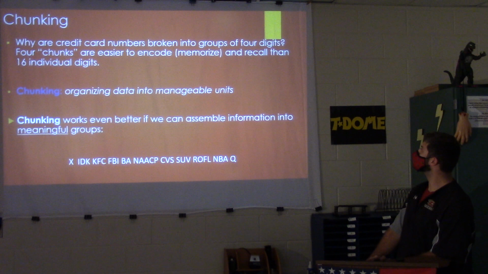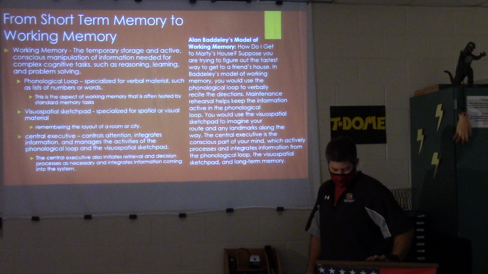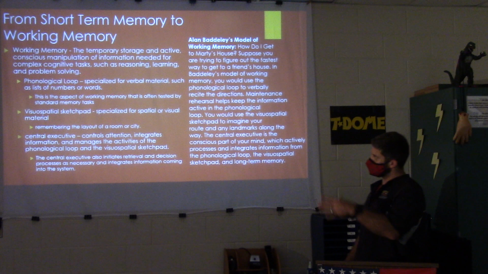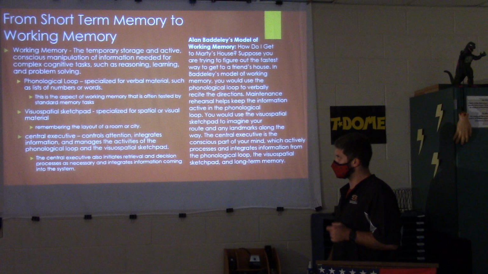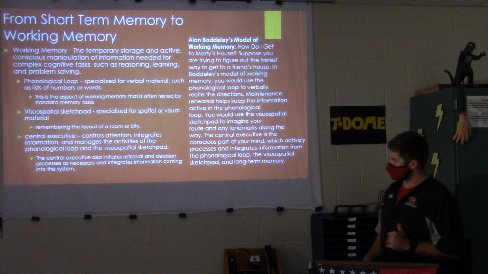All right, so from short-term memory to working memory, which is kind of the tools that you use in short-term memory. So working memory is the temporary storage and active conscious manipulation of information needed for complex cognitive tasks, such as reasoning, learning, and problem solving. So we have the phonological loop, the visuospatial sketchpad, and the central executive that guides it all.